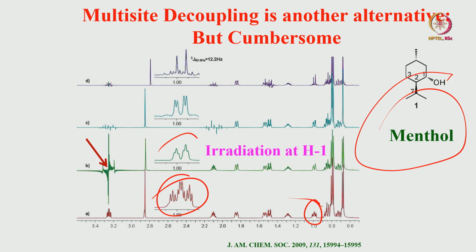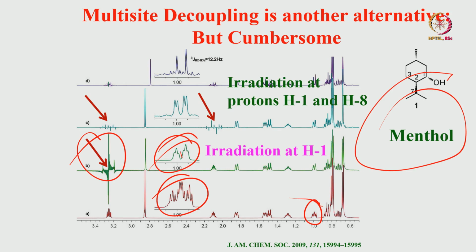I want to identify and simplify this complexity. We selectively irradiate proton 1 here, and you see changes. This became a doublet of triplets. Further, selectively irradiate at proton H1 and H8. See, now the complexity became much better. Instead of a doublet of triplets, it became a doublet of doublets.